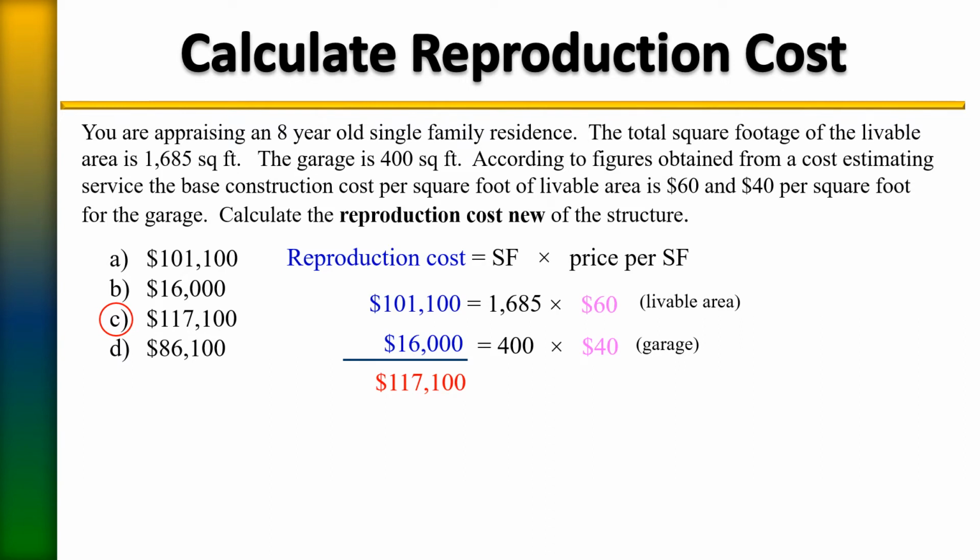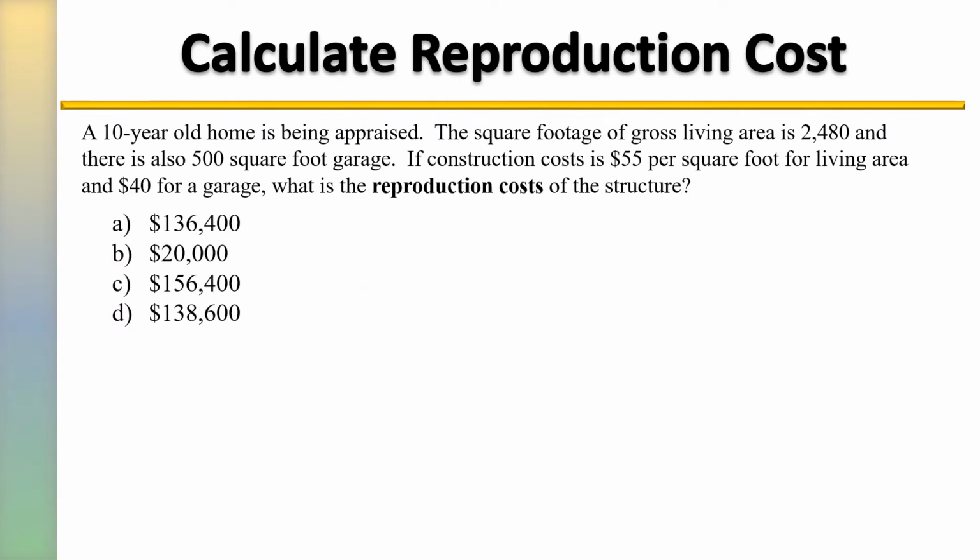Let's do another example. A 10-year-old home is being appraised. The square footage of gross living area is 2480, and there is also 500 square feet of garage. If the construction cost is $55 per square foot for the living area and $40 for the garage, what is the reproduction cost of the structure?